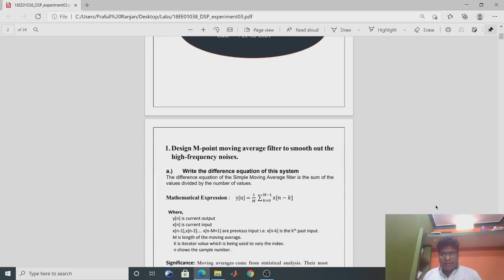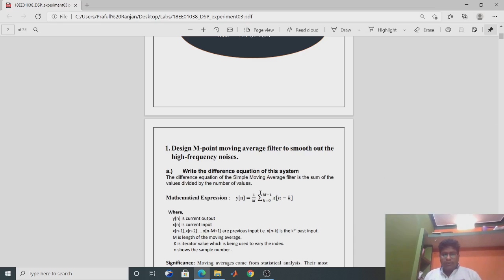This experiment is divided into two parts. The first part focuses on designing an M-point moving average filter to smooth out the high frequency noises, and the other part is to design the first order, second order and central derivative filters to emphasize the high frequency portions in the signals. So let's move to the first part, the M-point moving average filter.